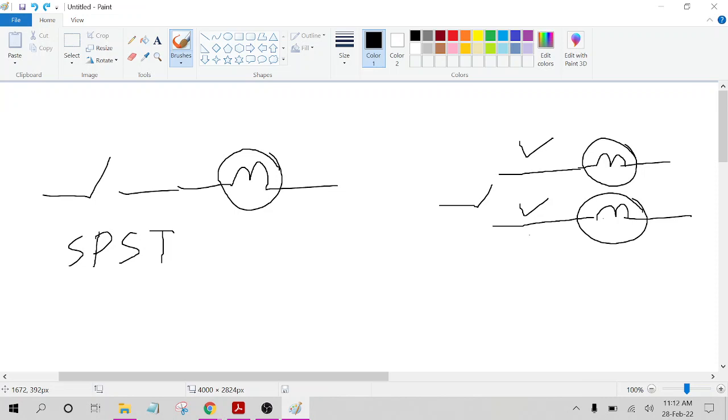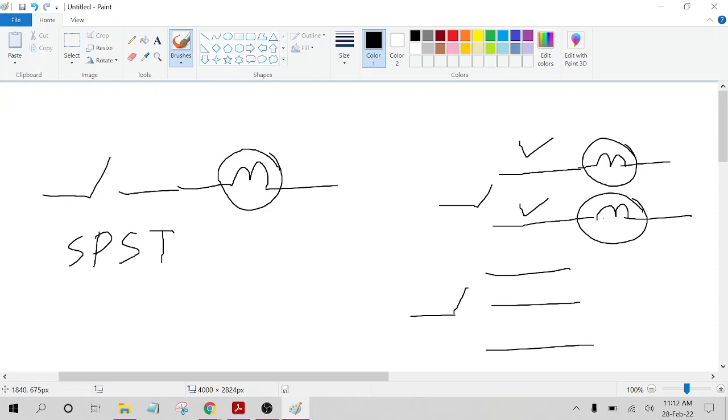This is called the throw of a switch. The previous switch had one throw and this switch has two throws. Do you understand the meaning of throw now? Yes, sir. Okay. Just hypothetically, if there is some switch that can be connected with any of three throw lines, then we would call it single pole triple throw switch, right? Do you understand?